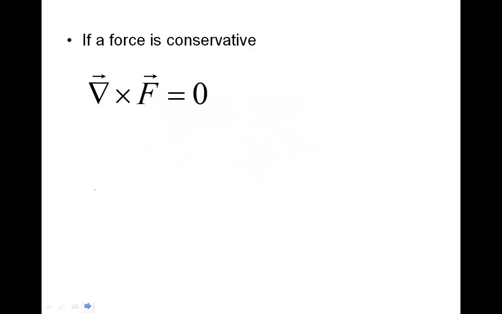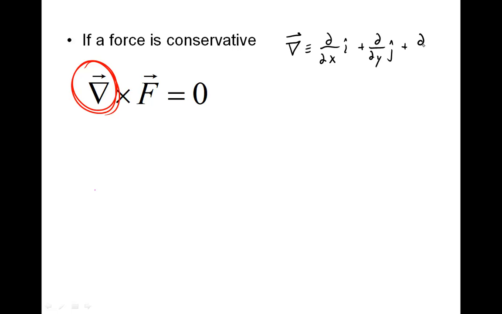Another way we can find conservative forces is with this new operator here. That's called del. An upside down delta is referred to as del. It is a vector quantity, not a scalar, and it is defined as the partial derivative with respect to x in the i hat direction, plus the partial with respect to y in the j hat direction, plus the partial with respect to z, if we're in three-dimensional space, times the k hat direction. So the del operator is a vector operator, and it has to do with partial derivatives.